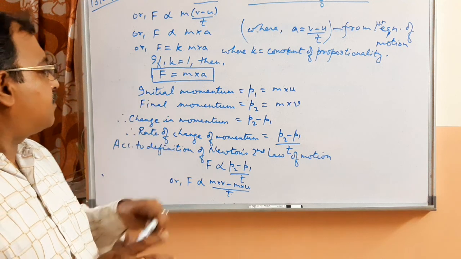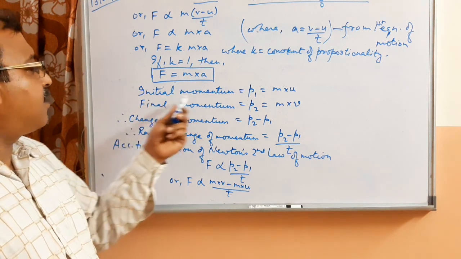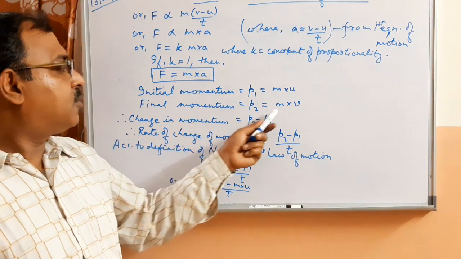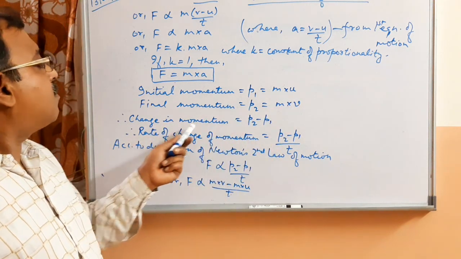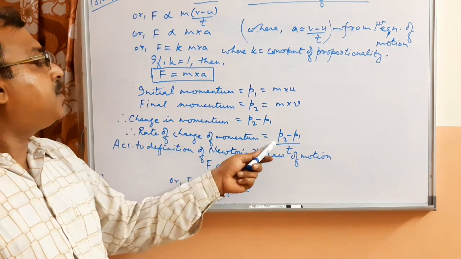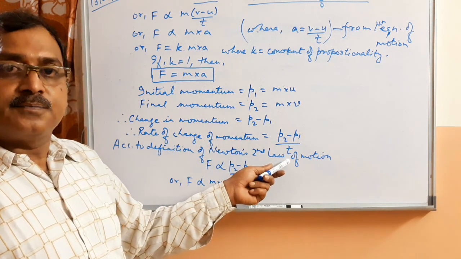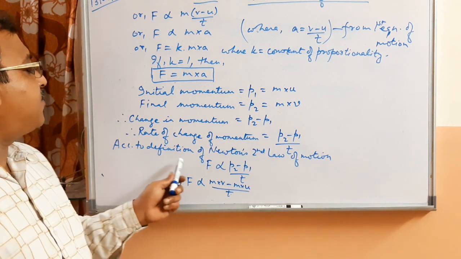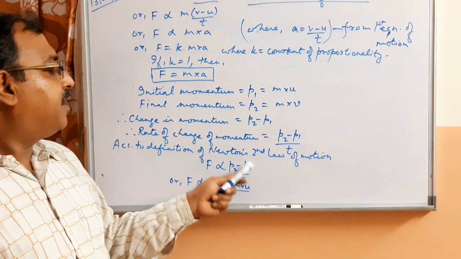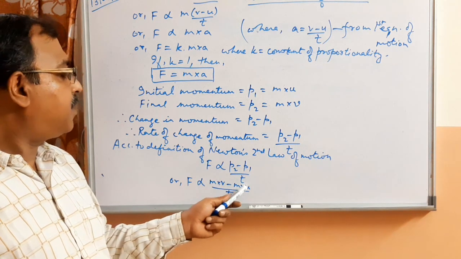Clear? So how has it been done? First of all, you find out initial momentum, that is equal to p1, that is m into u. Final momentum p2, that is equal to m into v. So change in momentum is equal to p2 minus p1. So rate of change of momentum will be p2 minus p1 divided by time t. Now according to the definition of Newton's second law of motion, force is directly proportional to rate of change of momentum, that is p2 minus p1 by t.